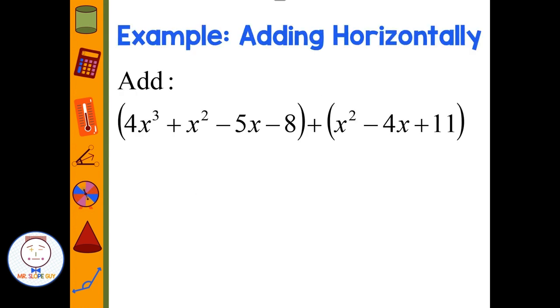Now, I could do a similar problem, but do it horizontally. I'm just going to still look for my highest degree. The highest exponent I'm seeing here is an x to the third term. So I kind of want to group the like terms together.